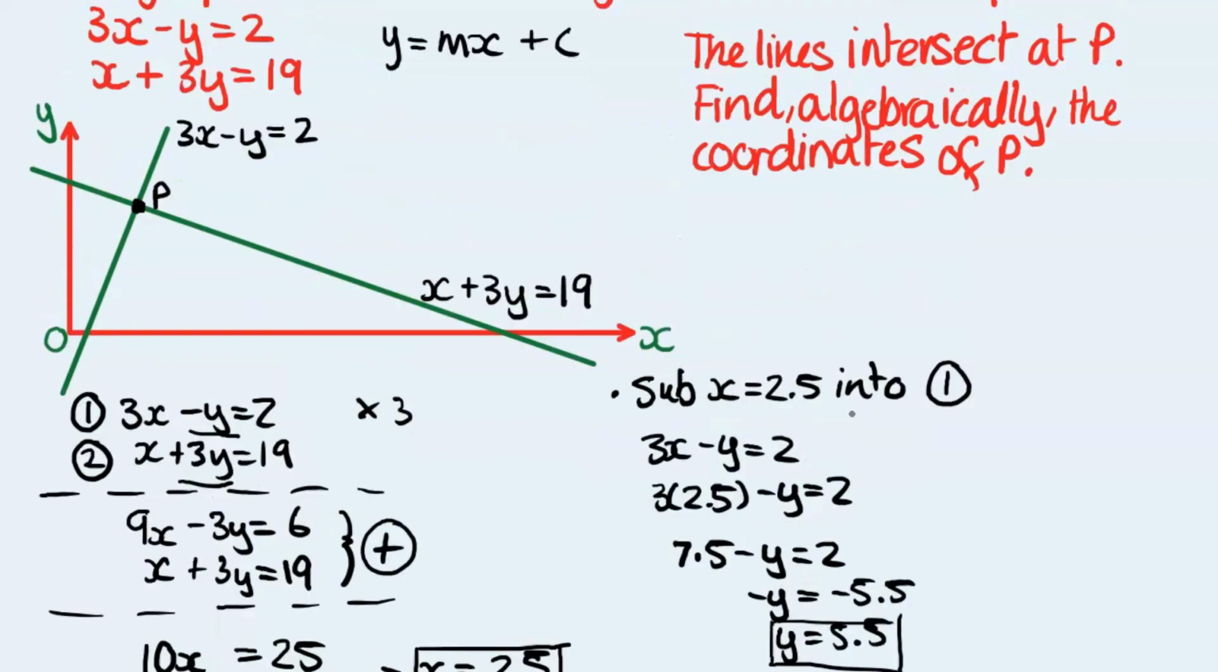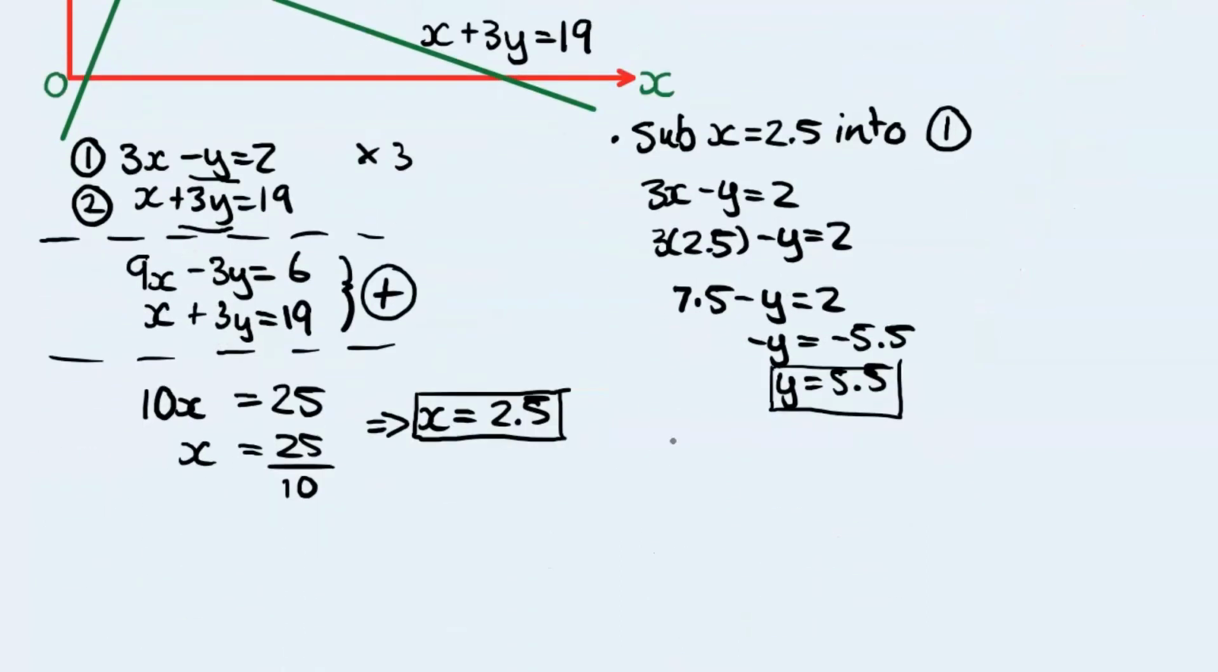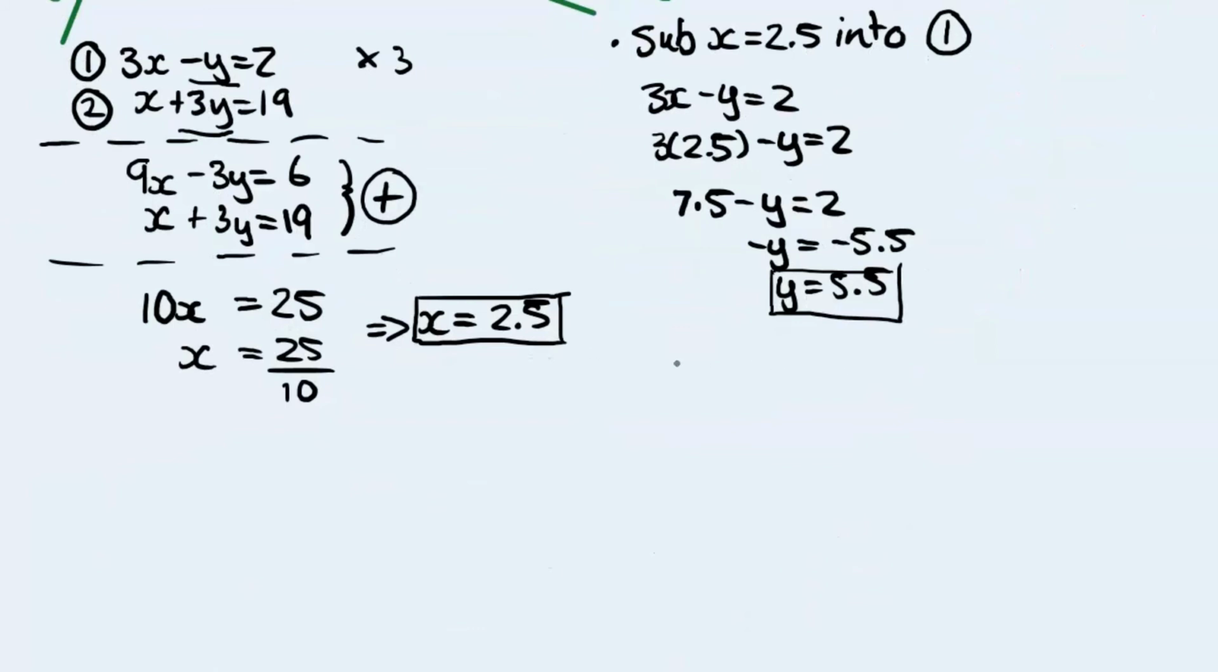Now, if you scroll to the top here, the question actually says, find algebraically the coordinates of P. So we want to explicitly say the coordinates of P. You don't want to just say the individual x value and the individual y value. You'll probably lose a mark if you don't write this. So we found x and y, so that means our coordinate for P, the intersect point of the two lines, will be x is equal to 2.5 and y is equal to 5.5. Okay, so this is the final answer.